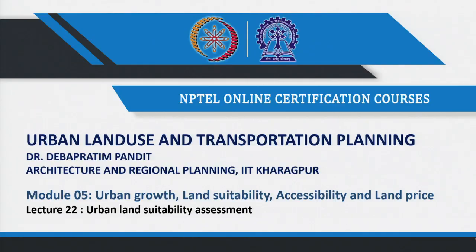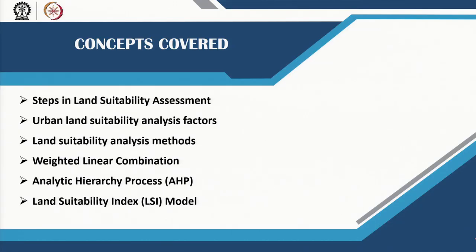Welcome back. In lecture 22, we will start with urban land suitability assessment. The different concepts that we will cover are steps in land suitability assessment, urban land suitability analysis factors, land suitability analysis methods, weighted linear combination, analytical hierarchy process, and land suitability index model. The last three concepts are basically different ways to do land suitability analysis.